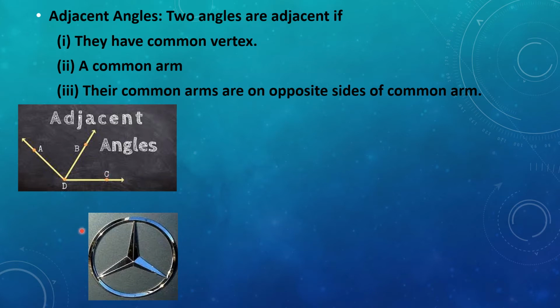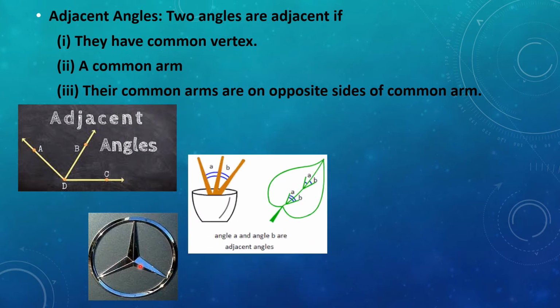Here in the logo of Mercedes also you can see that this angle and this angle are said to be adjacent angles because this ray would be a common ray. Here it is a common vertex and these two rays lie on the opposite sides of the common arm. Next, in the chopsticks, you can see that angle A and angle B are on the opposite sides of the common arm, and here it is a common vertex. Here in a leaf also you can see that angles A and B are said to be adjacent angles.